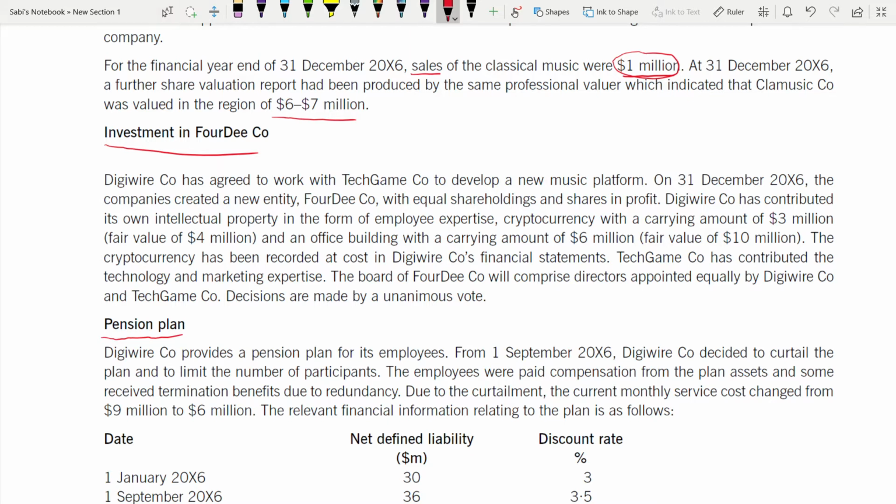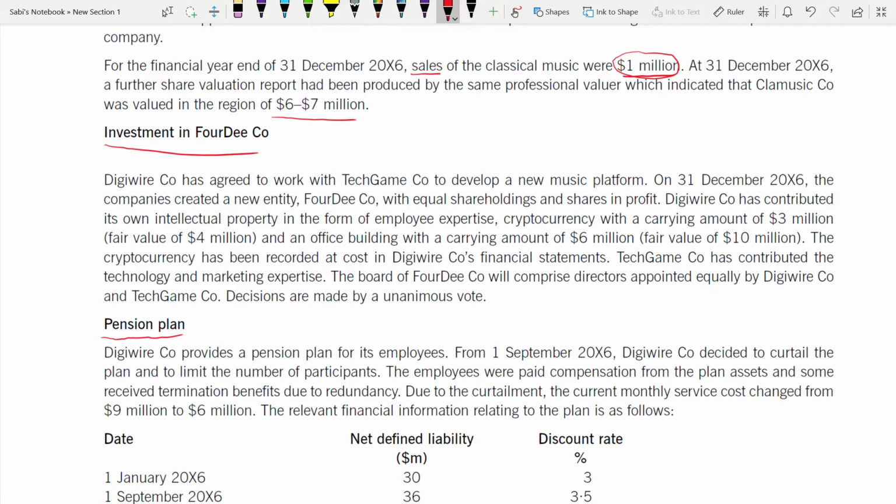So, investment in 4D. DGY company has agreed to work with tech game company to develop a new music platform. This is a different company, not the same as Part A. On 31st December 2006, the company created a new entity, 4D company, with equal shareholders and shares in profit.